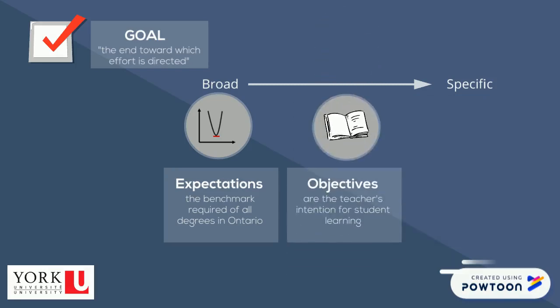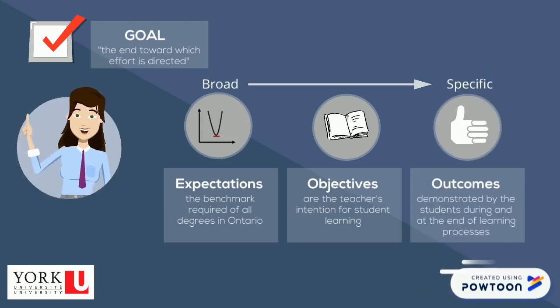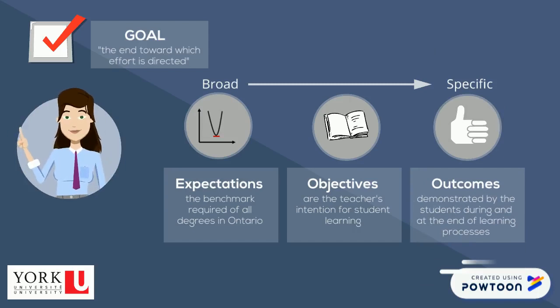Objectives become more specific as the teaching team identifies their intentions for student learning, which in turn helps to determine how these objectives translate into outcomes for their students. Outcomes are the most specific as they indicate how students will demonstrate their learning, at what level expected by the teaching team, and under what criteria and conditions.